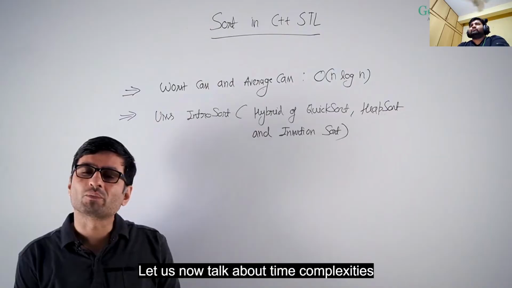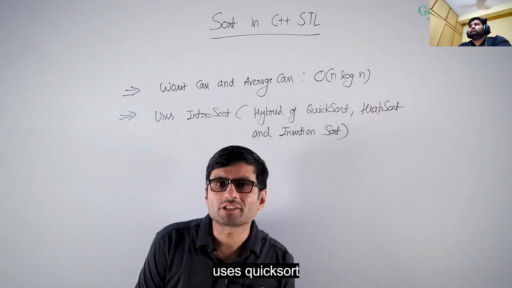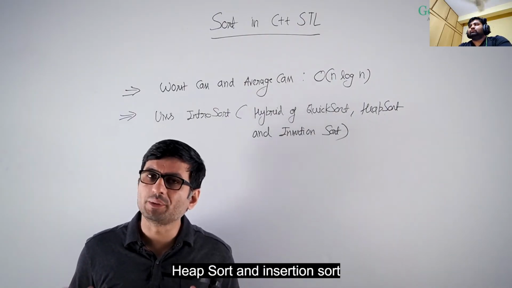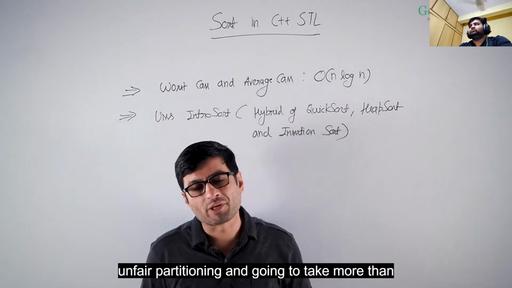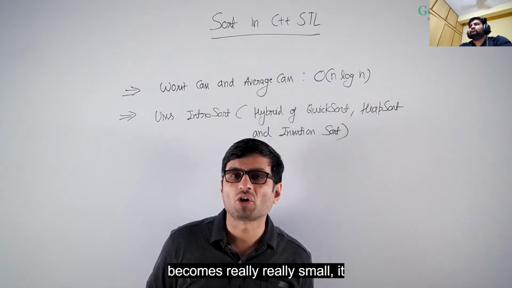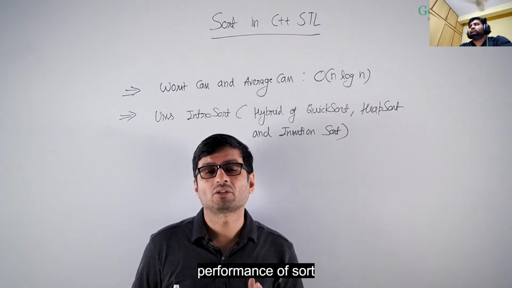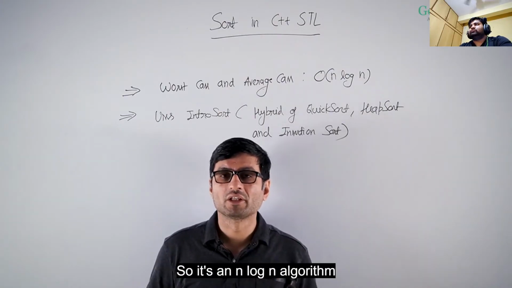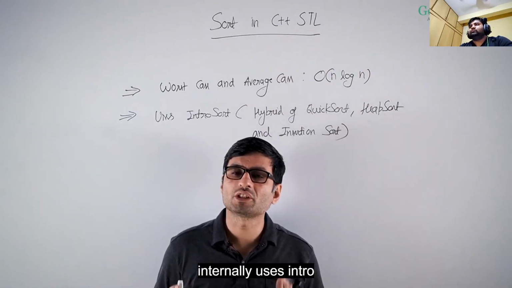Let us now talk about time complexities and internal working of the sort function. Sort function internally uses quick sort. In more detail, it is a hybrid of quick sort, heap sort, and insertion sort. By default, it uses quick sort. If quick sort is doing unfair partitioning and going to take more than n log n time, it switches to heap sort. And when your array size becomes really, really small, it switches to insertion sort. So worst case performance and average case performance of the sort function is n log n. Also the number of comparisons it does is n log n. So it's an n log n algorithm, which is an optimal time for any general purpose sorting function, and it internally uses intro sort.